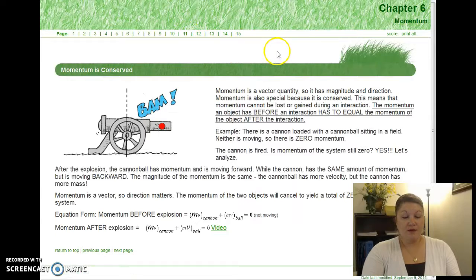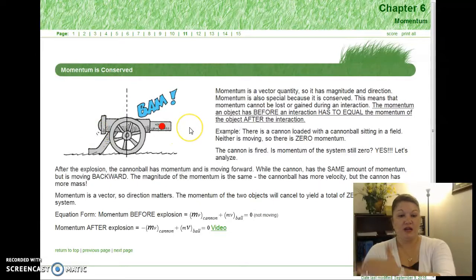Well, momentum is special. It's conserved, which means the amount of momentum you have before an interaction has got to equal the amount of momentum you have after that interaction. You can't lose any, you can't gain any. Firing a cannon, which I've got in the picture here, is a perfect example. The interaction is the explosion to fire the cannon. Before the explosion, the cannonball and the cannon are sitting there with no momentum. Nothing's moving. Boom! You have the big explosion, and the cannonball goes flying out.